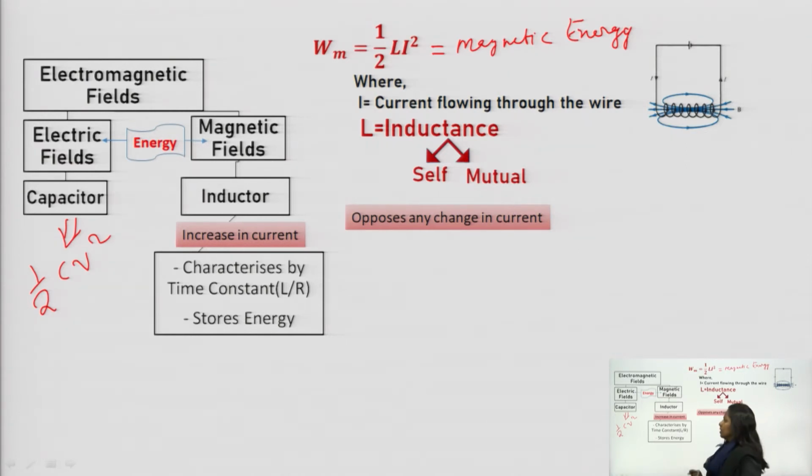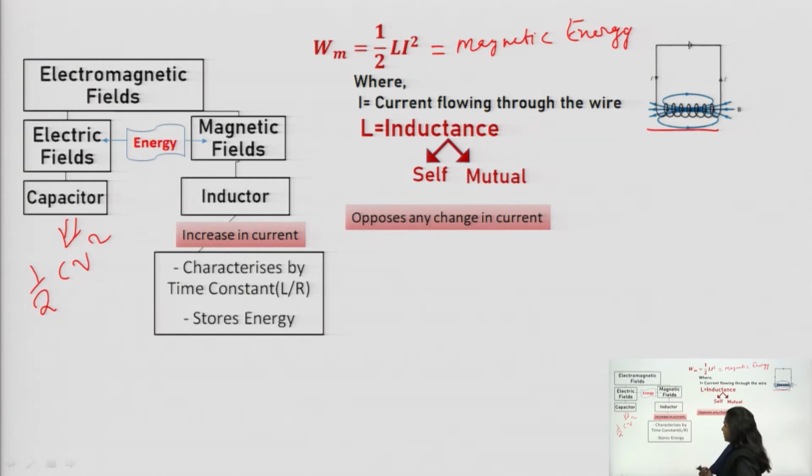A capacitor is a device made up of two conductors separated by a dielectric. Similarly, an inductor is a device which stores magnetic energy and it is made up of a conductor in a coil form like this. So, the energy formula is half Li square, where L is the inductance and I is the total current flowing through the wire. Inductance further can be of two types, that is self inductance and mutual inductance.